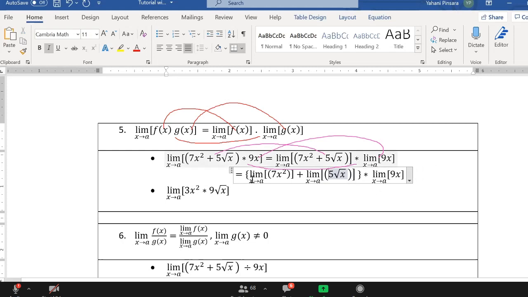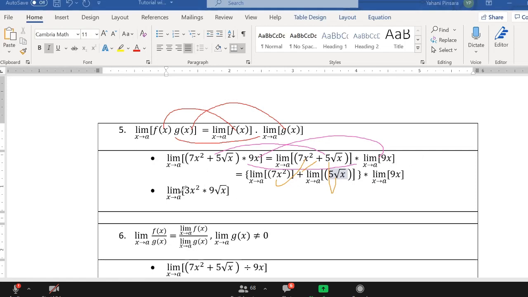So here addition comes here. What happens is we have taken this 7x to the power 2 here, plus here, and 5 root x here. We have applied the fourth rule here, right? Addition rule. Firstly we have applied the fifth rule, then we have applied the fourth rule. Likewise you can simplify it.